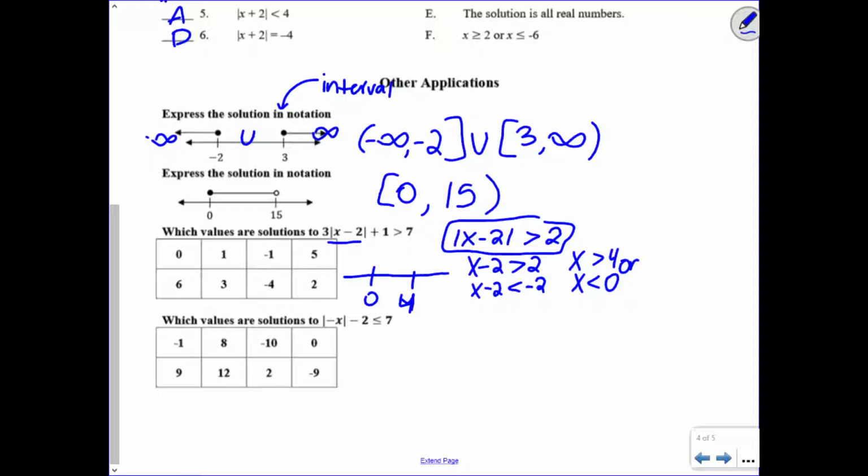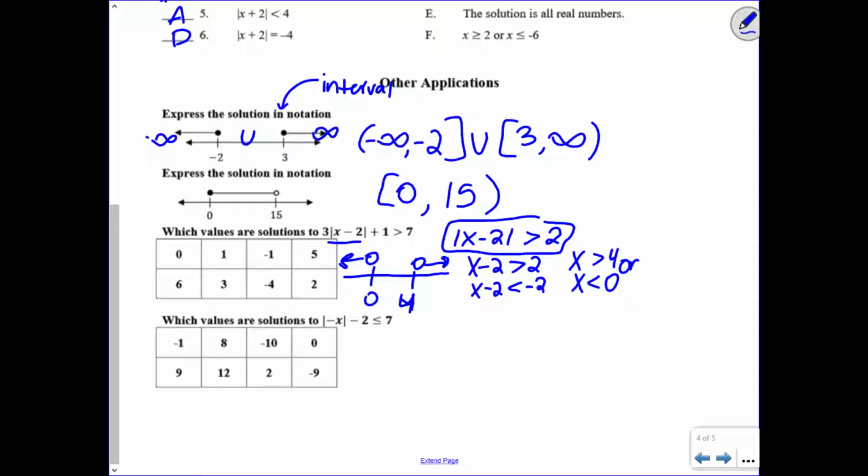And then would my graph look like this with the connection in between, or the arrows going out? Arrows going out, that's an "or". And they're not equal to, so we have open circles. So even though it didn't ask for a graph, always draw one. It just makes the thought process a lot easier if you have that visual.